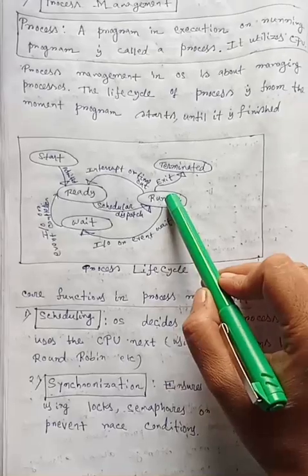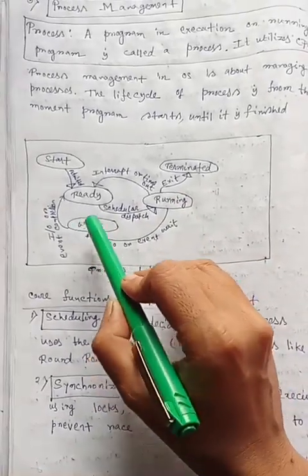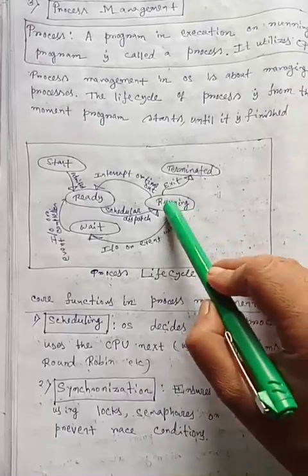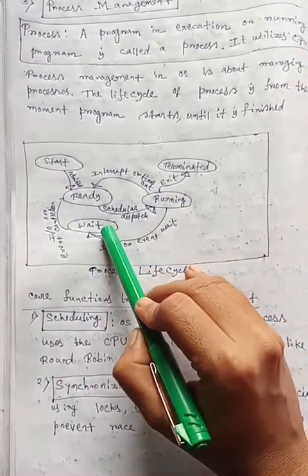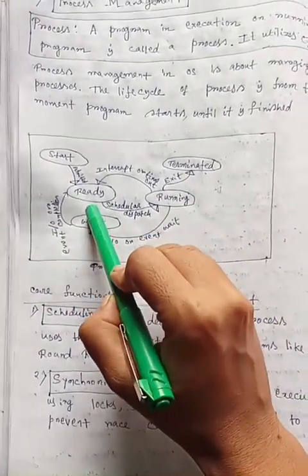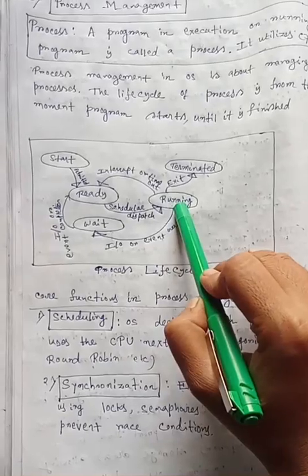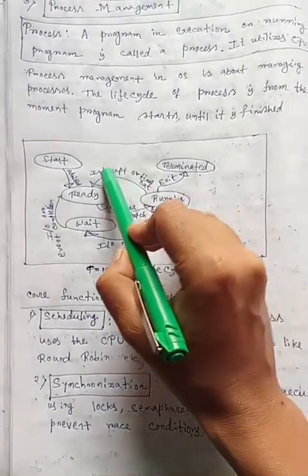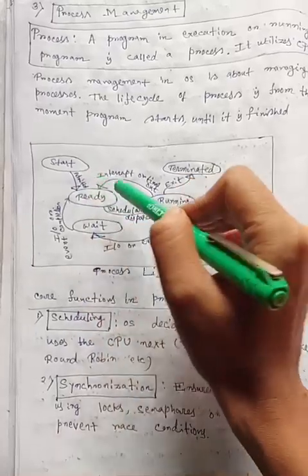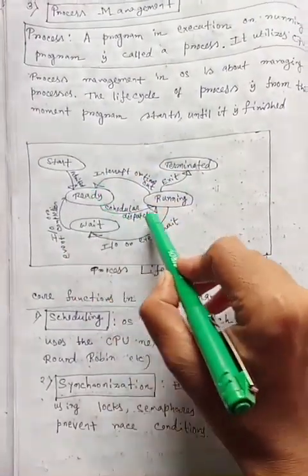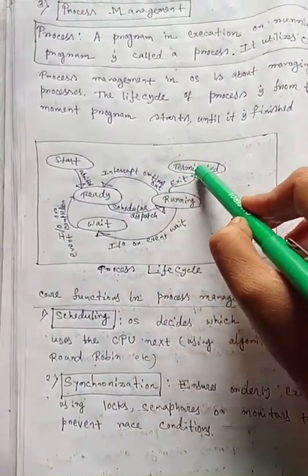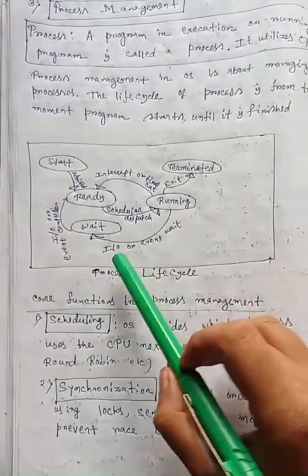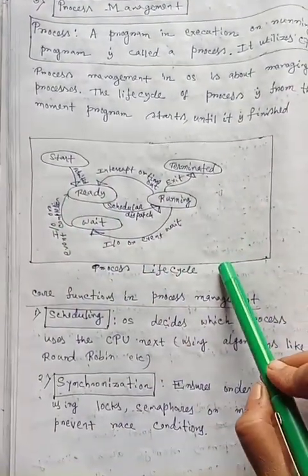But always remember, from the waiting state it cannot just come to the running state at once. From running it comes to waiting, and from waiting it will go to ready and then the running state. Again in the running state, if it is interrupted, it will go to ready, and after that it will come to running and be executed, and after execution it is terminated. So that is the process life cycle.